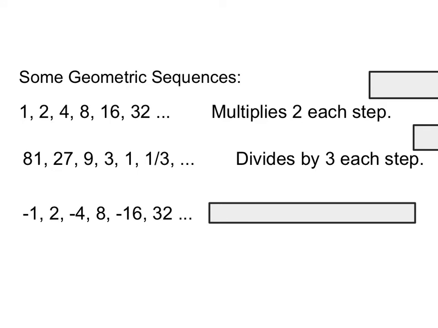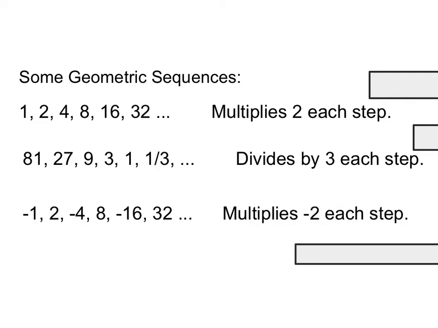The last one is my favorite because look what's happening. I have negative, positive, negative, positive, negative, positive. We're bouncing back and forth. Are we adding, multiplying, or dividing? Let's see here. Negative 1. How do I get to 2? Multiply by negative 2, right? From 2 to negative 4, what do I multiply by? Negative 2. So we multiply by negative 2 at each step, right?